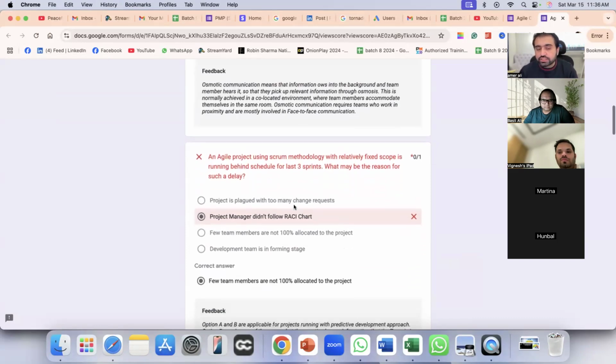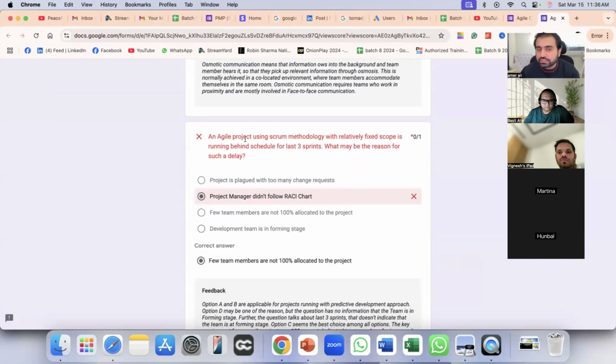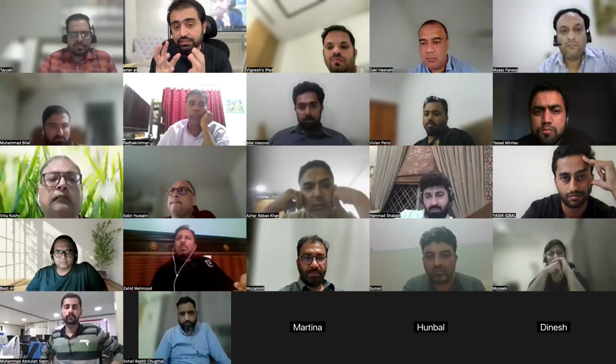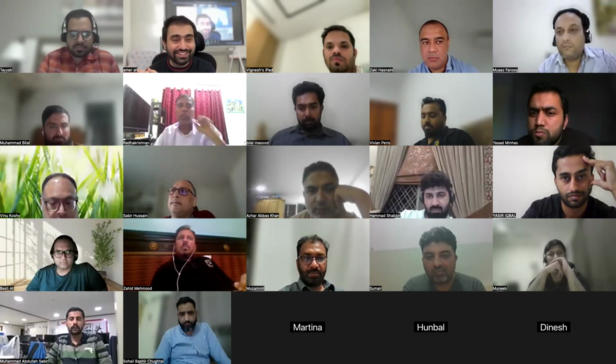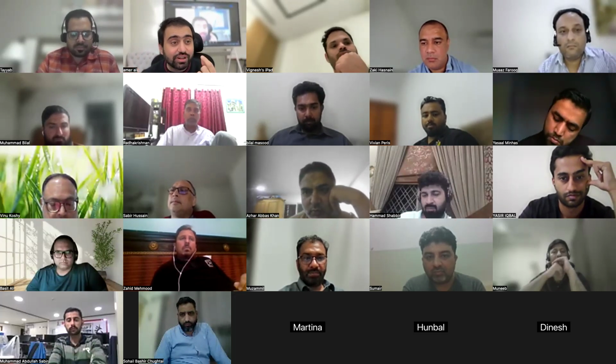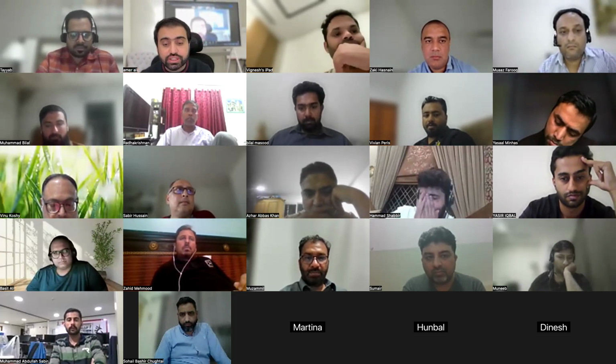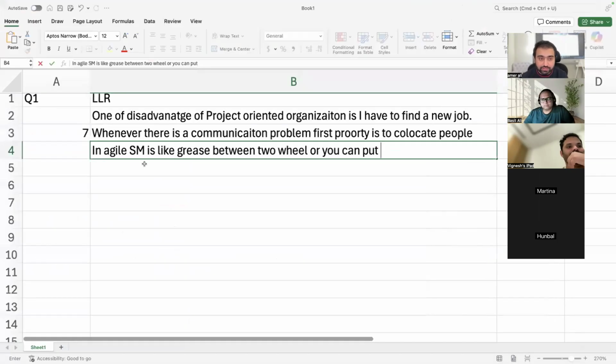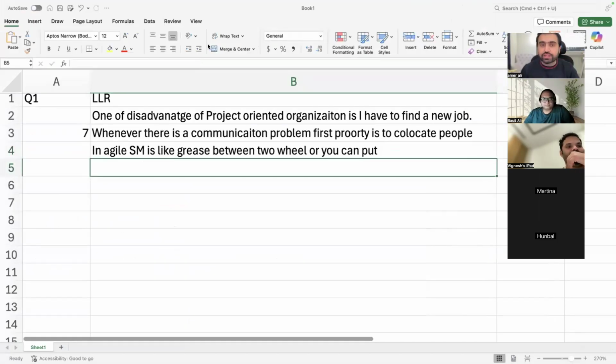Then we solve this question exactly like that. This is a very interesting question: an Agile project using Scrum methodologies with almost fixed scope is behind schedule. What may be the reason? We discussed one of the basic concepts of Agile, that a person should be 100% dedicated. That's a big lesson learned here, which you can put in your lesson learned file.